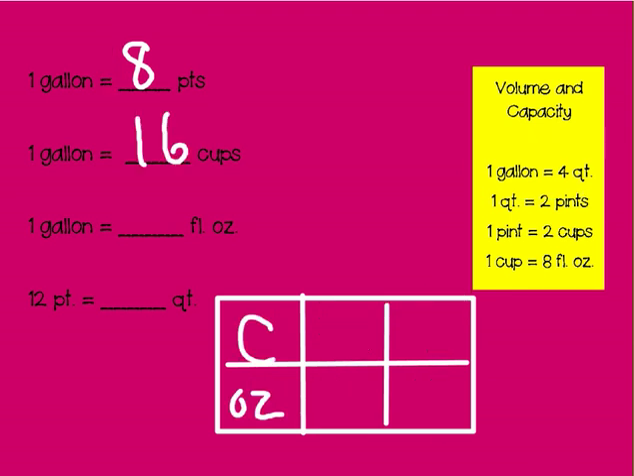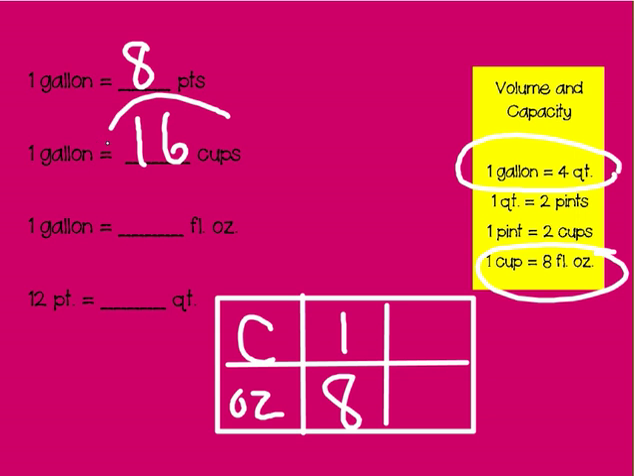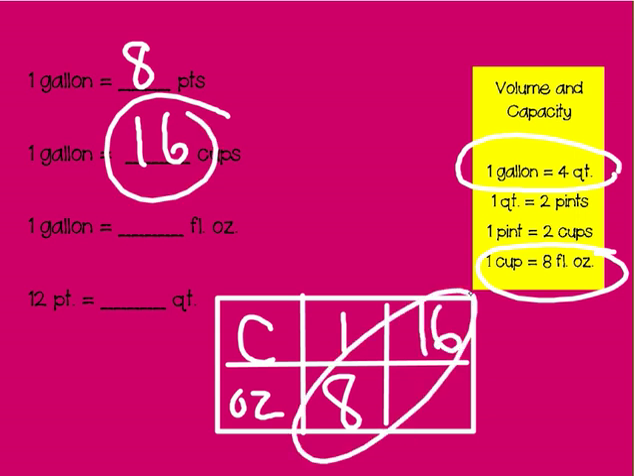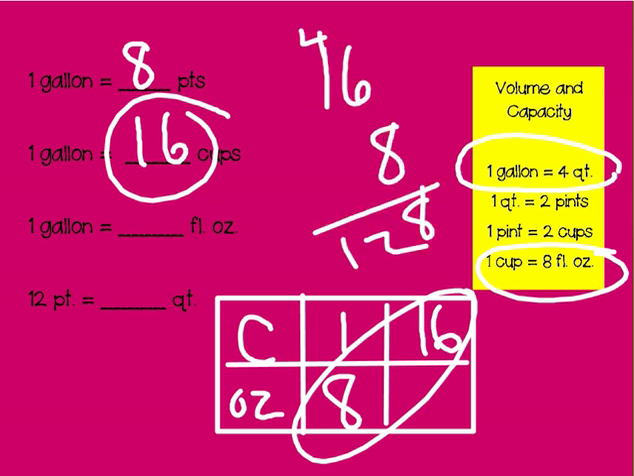Now they want us to know how many fluid ounces are in a gallon. A gallon, they only tell us is 4 quarts. We've already figured out that a gallon is 16 cups, so we can go from cups to fluid ounces. So 1 cup is equal to 8 fluid ounces. We have 16 cups, so we can multiply 8 times 16, and we get 128 ounces.